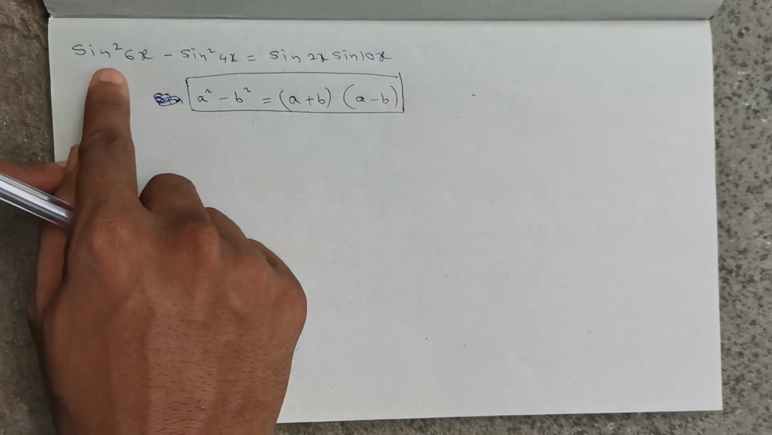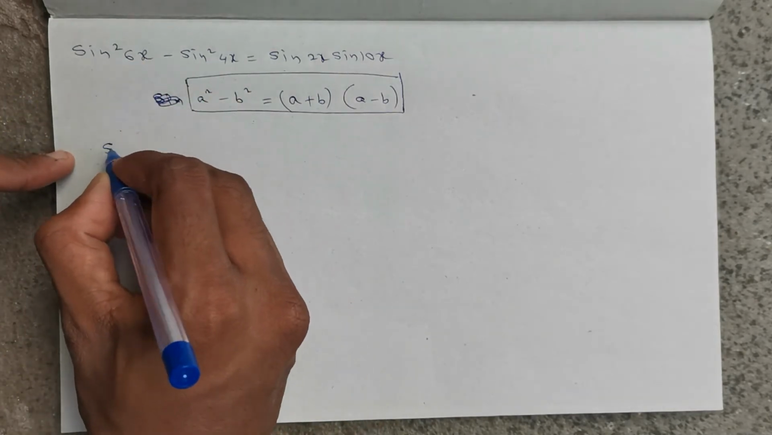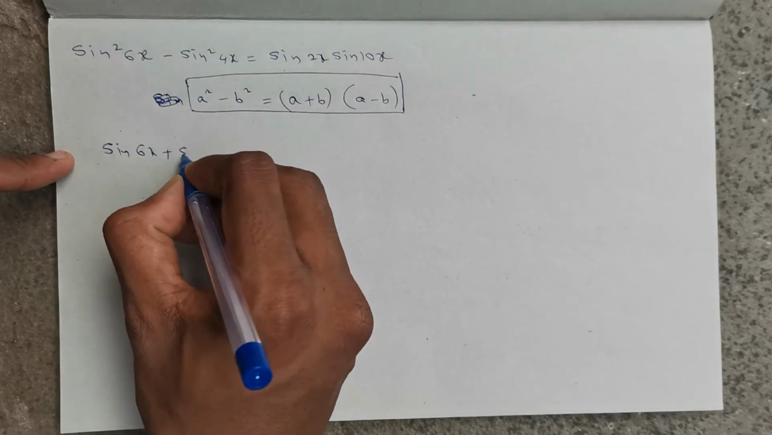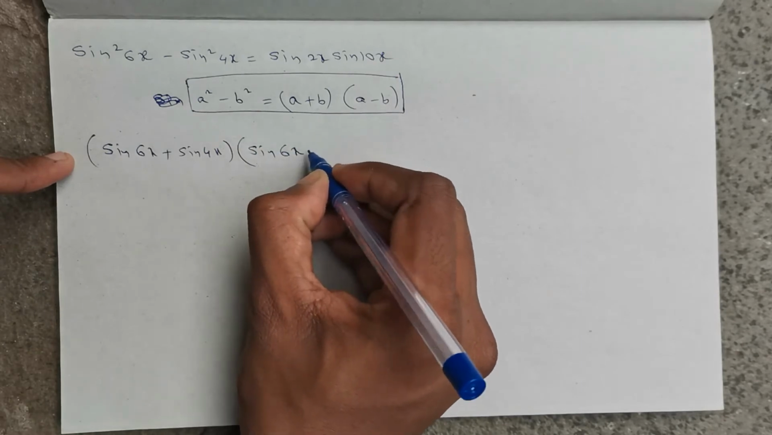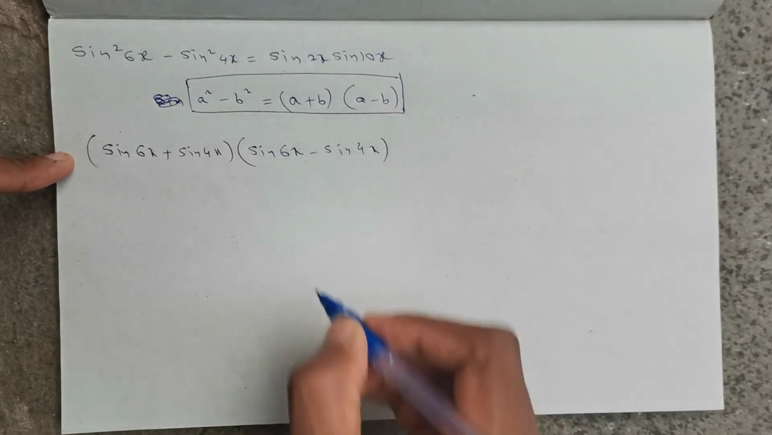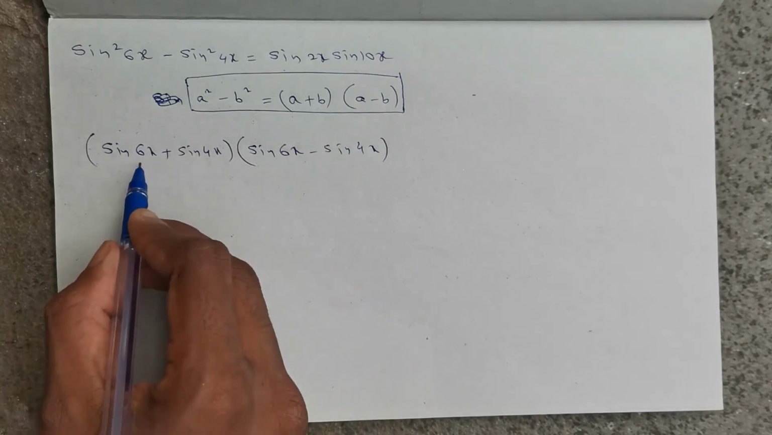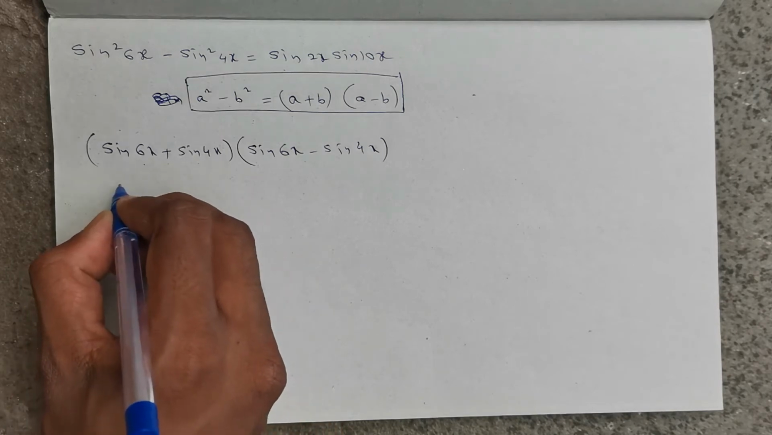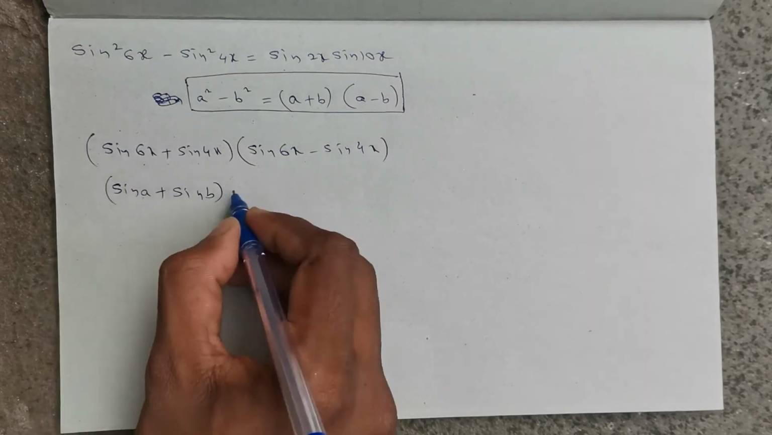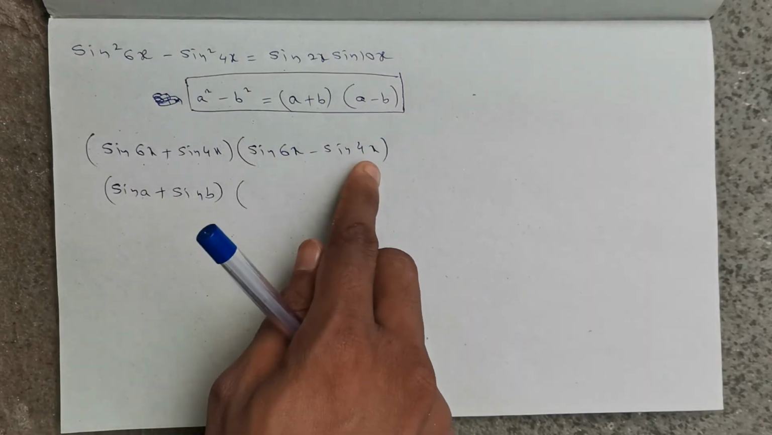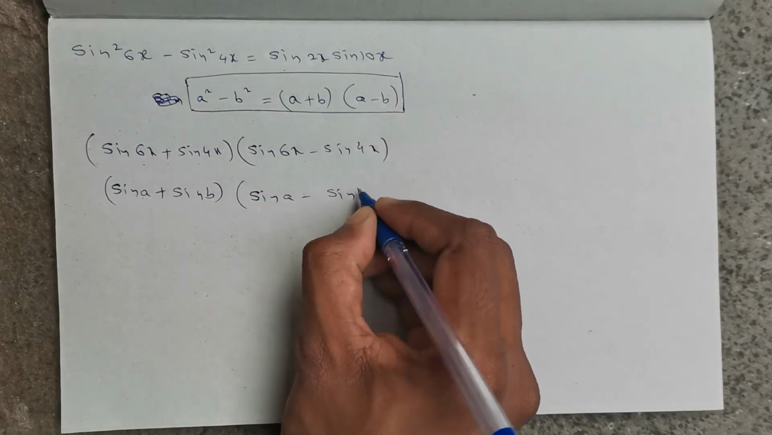In the same way, sin square 6x minus sin square 4x can be written as sin 6x plus sin 4x into sin 6x minus sin 4x. Now if we observe these two, sin 6x plus sin 4x is in the form of sin a plus sin b. Sin 6x minus sin 4x is in the form of sin a minus sin b.